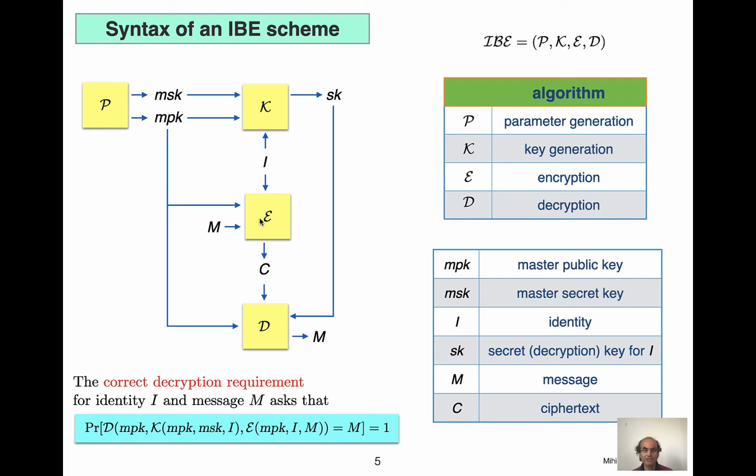As a function of those 3 things, the encryption algorithm will create the ciphertext. Now that ciphertext is passed on to decryption, who needs to figure out how to recover the message. Decryption knows the master public key, of course, but so far, decryption has no secret key. Well, it has to get one. How does it get it?